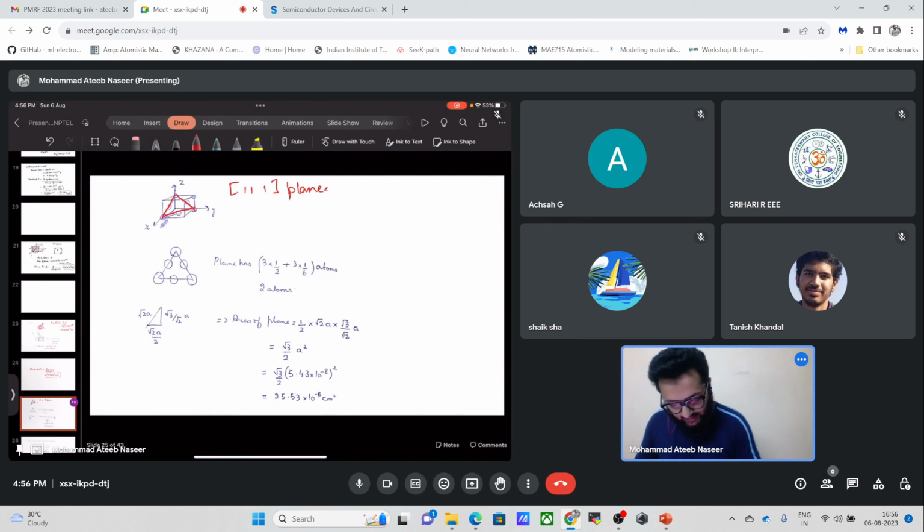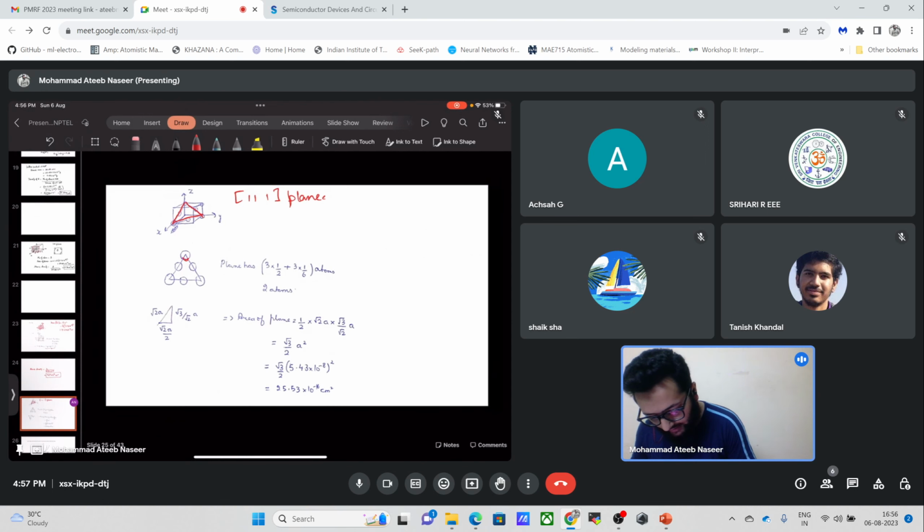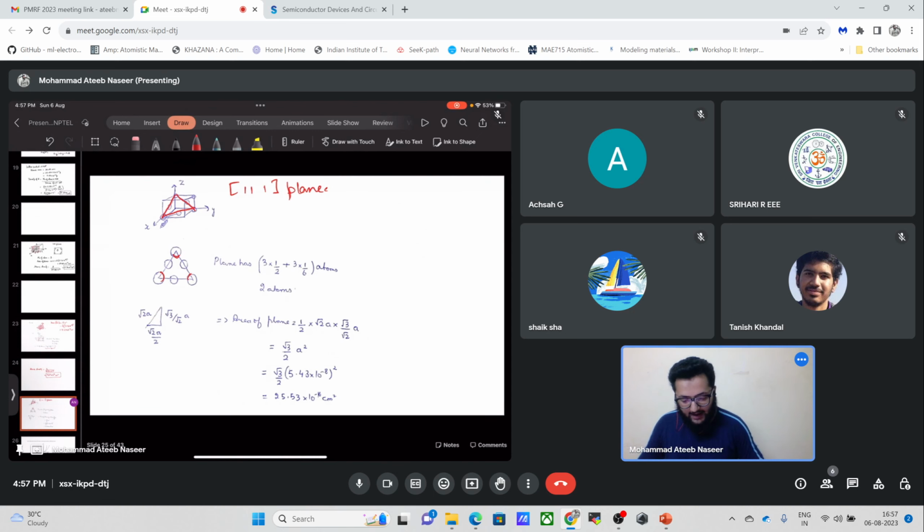Now this plane has the number of atoms given over here. This plane has just two atoms. You can see this corner, this corner, and this corner, we are having these atoms, and we are having this and this, which are being shared between two, and these three atoms which are shared between two, and these three which are being shared between six, as a result of which we are having just two atoms in this kind of a configuration.